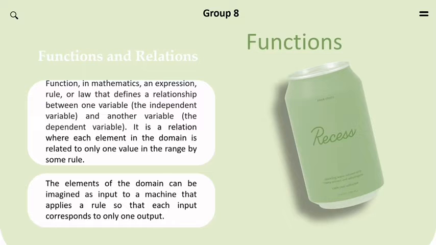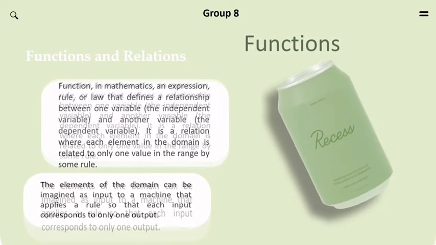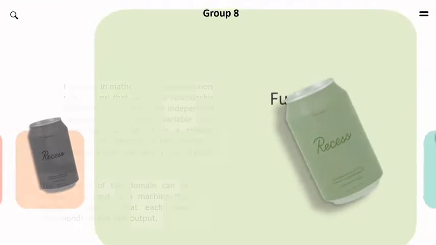The elements of the domain can be imagined as input to a machine that applies a rule so that each input corresponds to only one output. We have now learned what a relation and a function are.